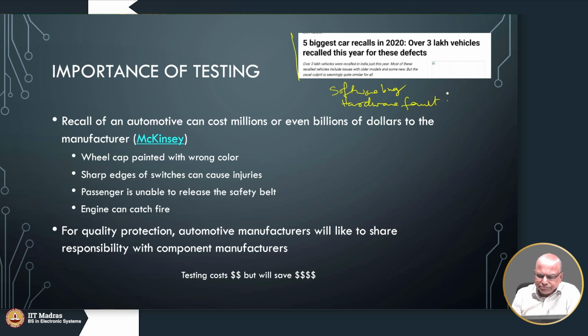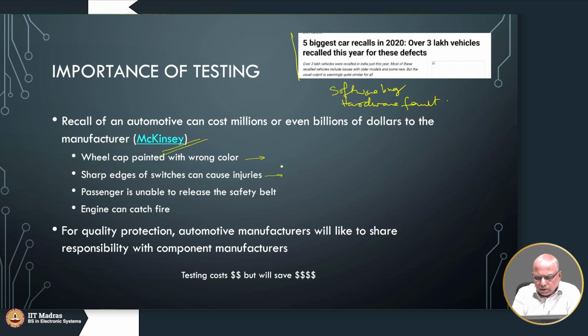Imagine that without having pressed the accelerator, the car is speeding. It can be a very scary situation. It has happened. Right? So people are worried about these recalls, and there is some data on why these cars are being recalled. There are many reasons. It can be a very simple thing like maybe a wheel cap was painted with the wrong color. For this also they may recall.